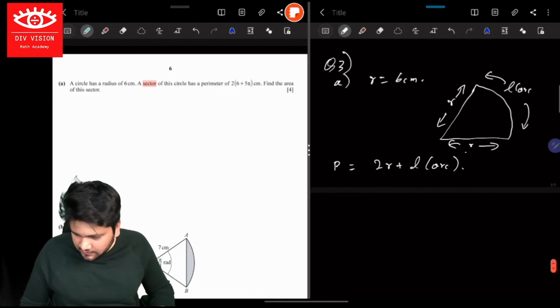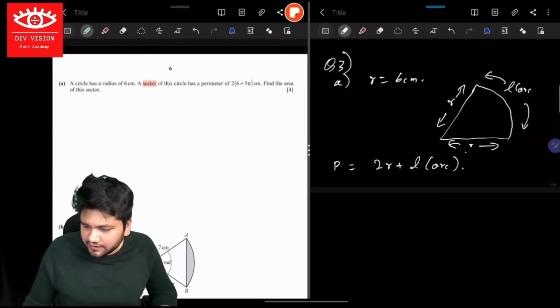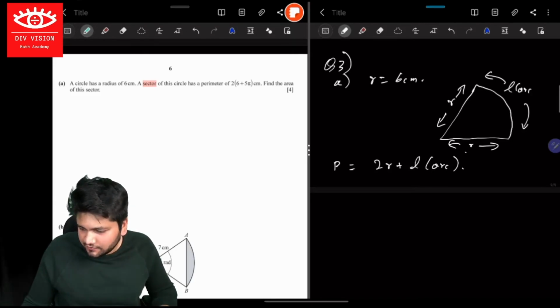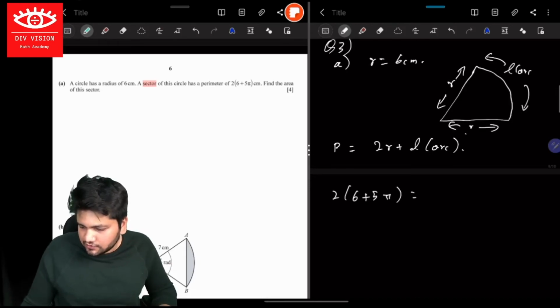Now, for the area of a sector, we need the radius as well as theta, the angle in radians. The radius they have already given, which is 6. So we need that angle theta, which we will find from this. So the perimeter is how much? 2 times 6 plus 5 pi, whatever it is, equals 2r plus the length of arc.